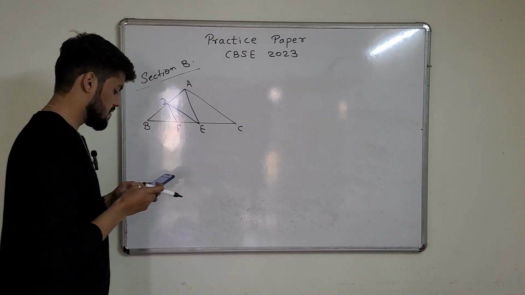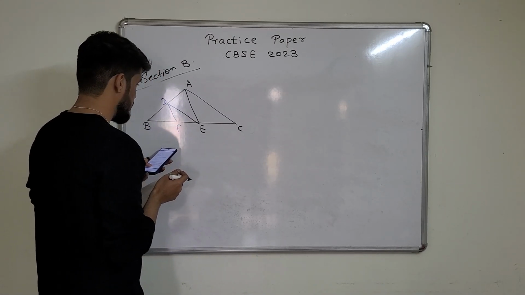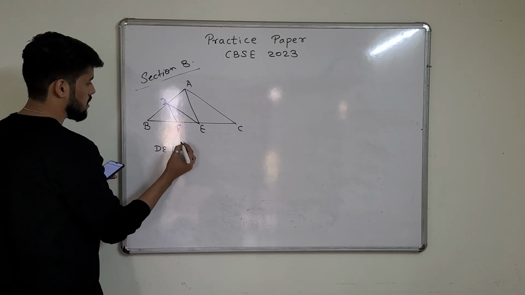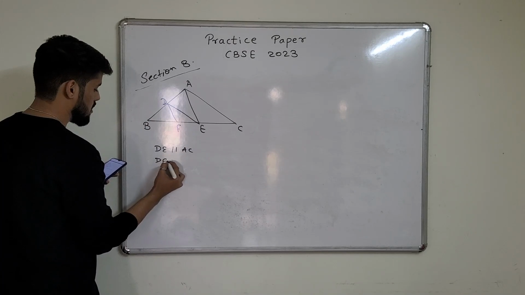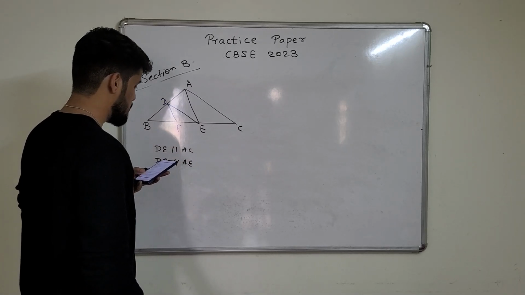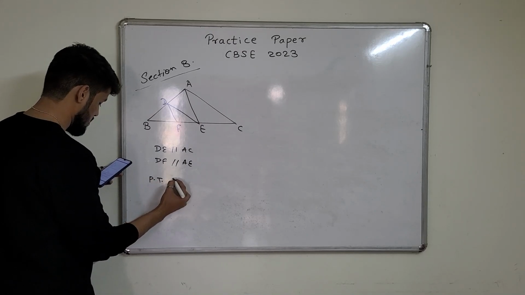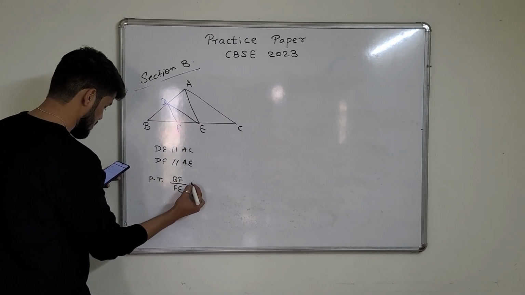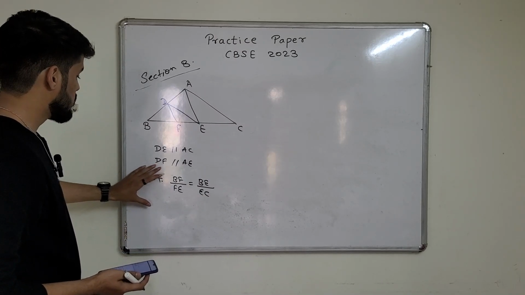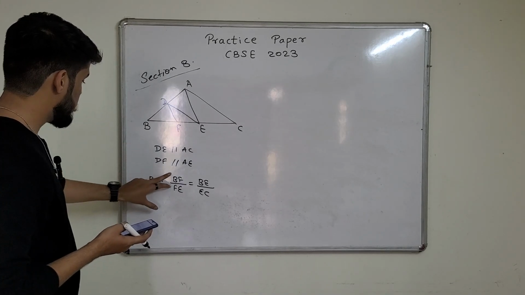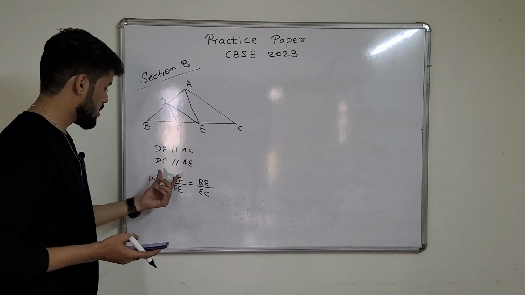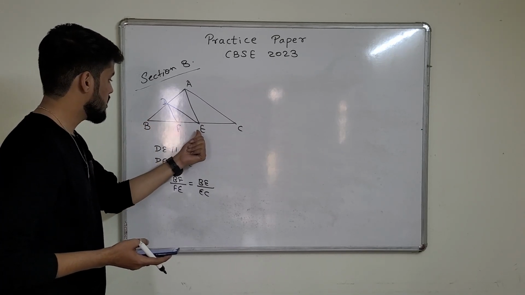So the question is, in the figure DE is parallel to AC and DF is parallel to AE. So just write down the given data: DE is parallel to AC and DF is parallel to AE. We need to prove that BF upon FE equals BE upon EC. So what we need to do is, where are BF upon FE, and BE and EC in the figure? BF and FE are here, and BE and EC.